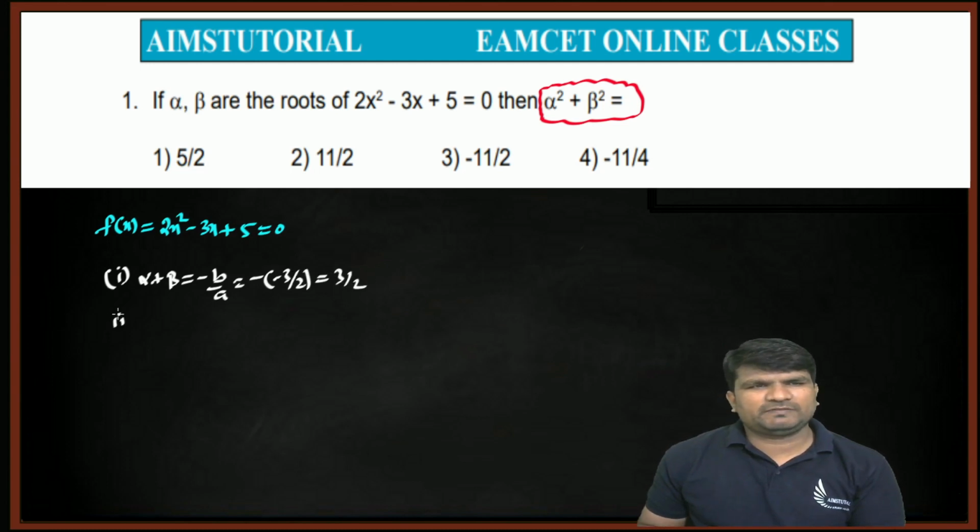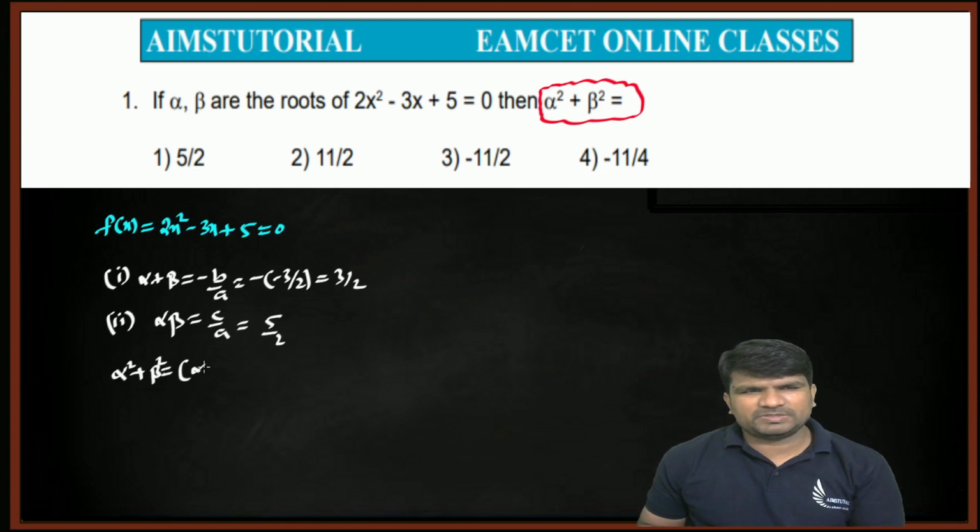Next, the product of the roots, alpha into beta, is c by a. That is 5 by 2. Now here we have to find the value of alpha square plus beta square, and we know that the formula for a square plus b square is a plus b whole square minus 2 alpha beta. So alpha plus beta means 3 by 2 whole square minus 2 times 5 by 2.